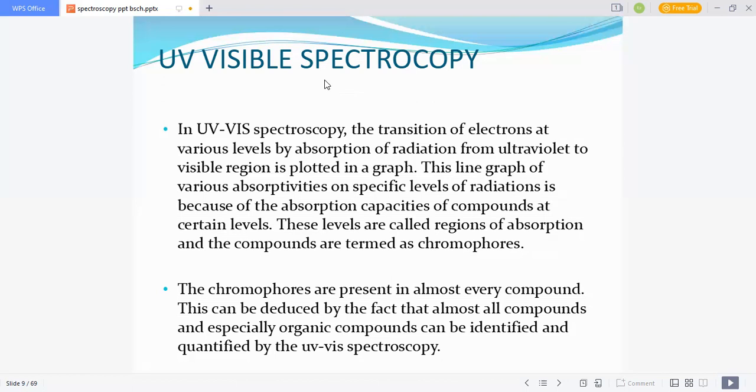This line graph of various absorbances at specific levels of radiation is because of the absorption capacities of compounds at certain levels. These levels are the regions of absorption, and the compounds are known as chromophores. Chromophores are present in almost every compound. This can be detected by the fact that almost all compounds, and especially organic compounds, can be identified and quantified by UV visible spectroscopy.